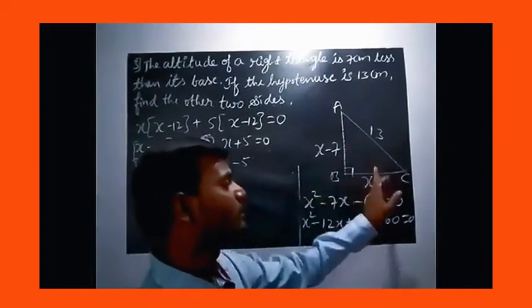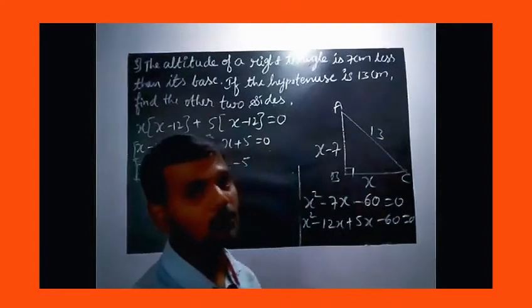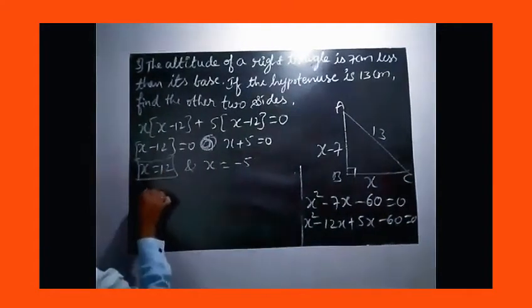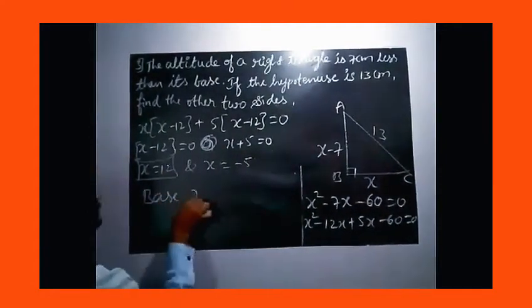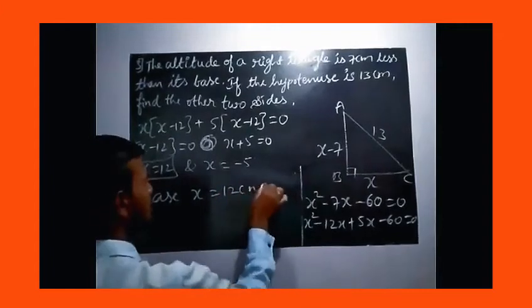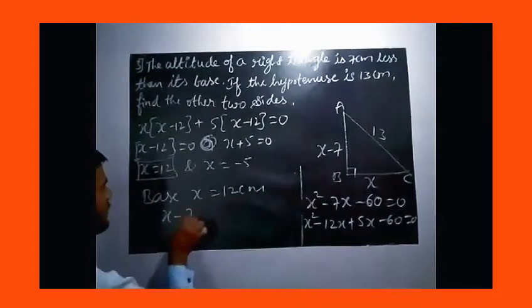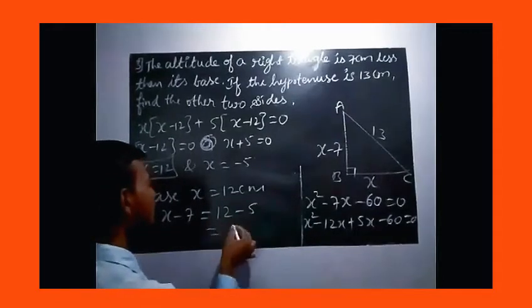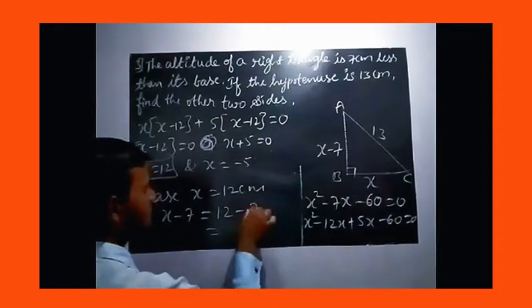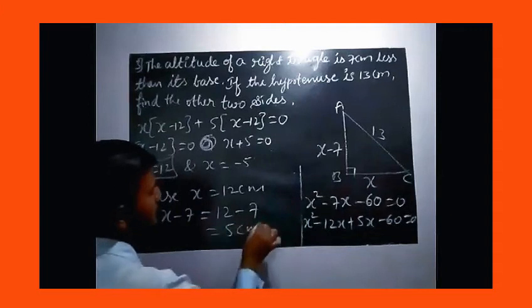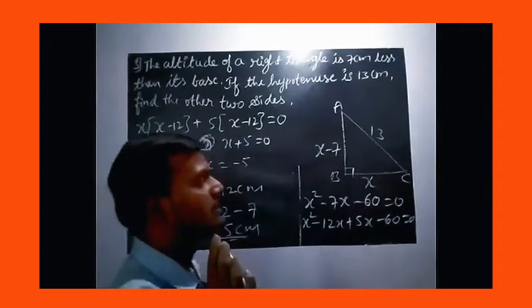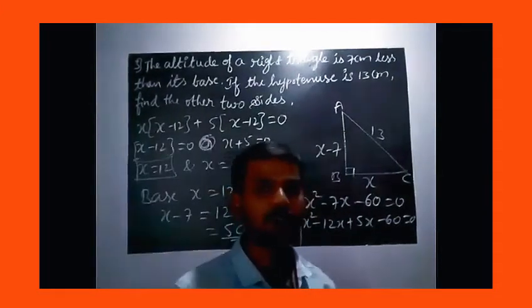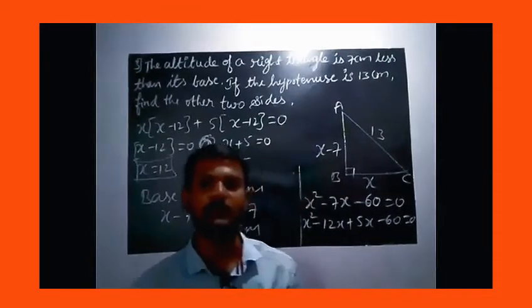Base is known, that is x equal to 12 centimeters. Then x minus 7 is the altitude, that is 12 minus 7, which is equal to 5 centimeters. Altitude is 5 centimeters and base is 12 centimeters. So these are the two other sides of the triangle.